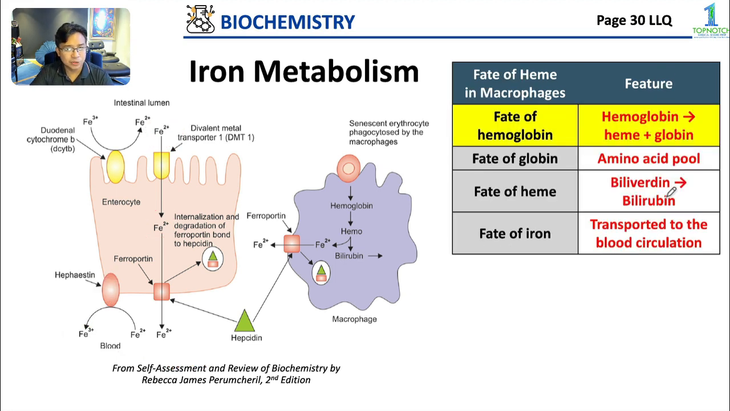Now, some forms of iron may be derived from the body itself. Okay? So, for example, the heme coming from your hemoglobin. So, nangyari dyan, guys, hemoglobin becomes heme and globin. Globin goes back to the amino acid pool, while heme naman becomes biliverdin via your heme oxygenase. And becoming biliverdin also releases iron to the blood. Now, ang iyong biliverdin naman will become bilirubin via your biliverdin reductase in the process.